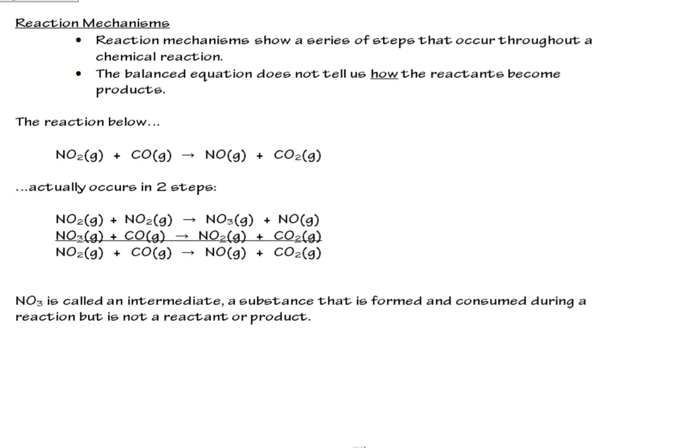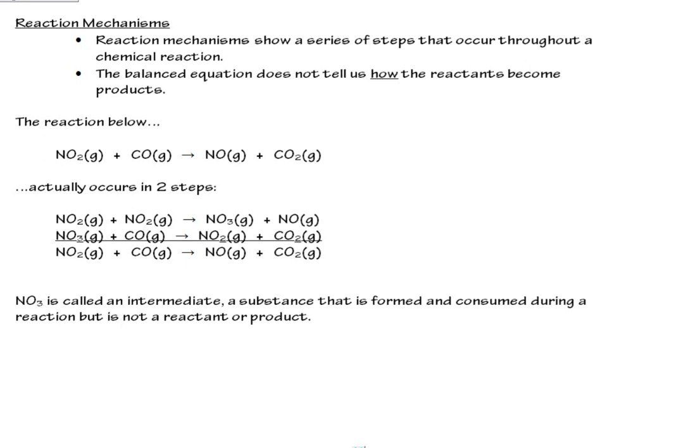Here's the deal. The balanced equation is a good thing. It tells us what the reactants are, what products are formed. It tells us the ratio by which reactants react and products are formed. We can get good information from the balanced equation. But it doesn't really tell us how we get from reactants to products. That's like this magic that occurs on the arrow.